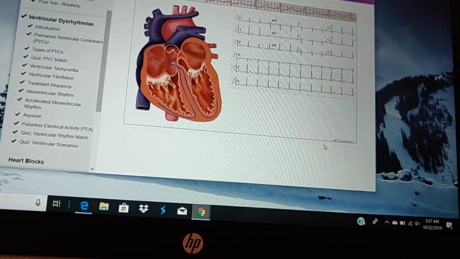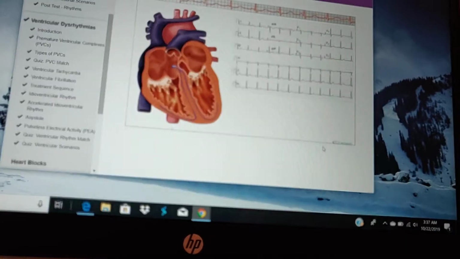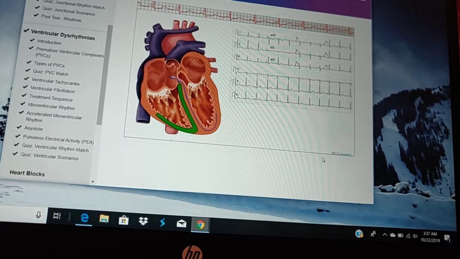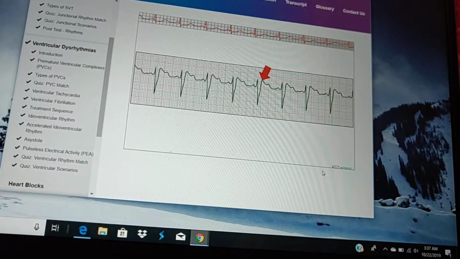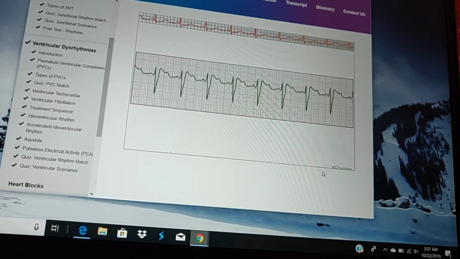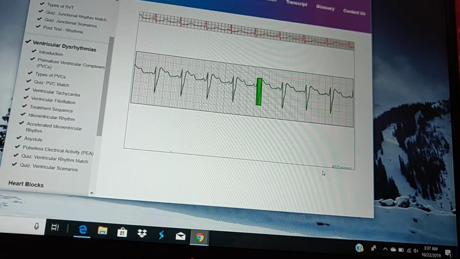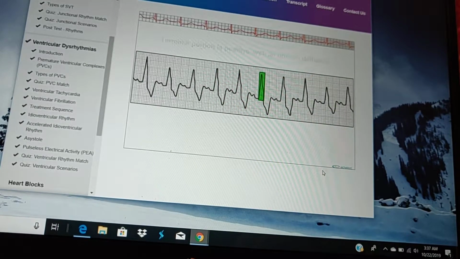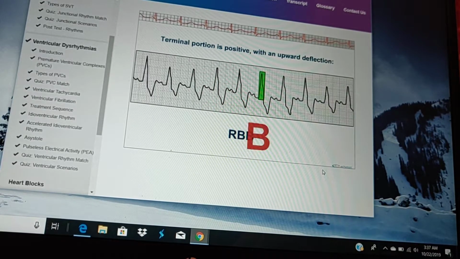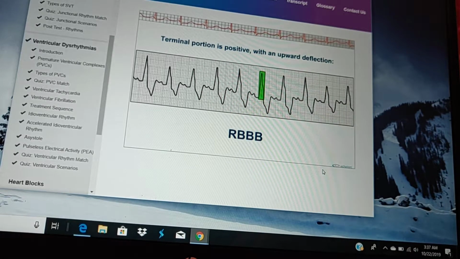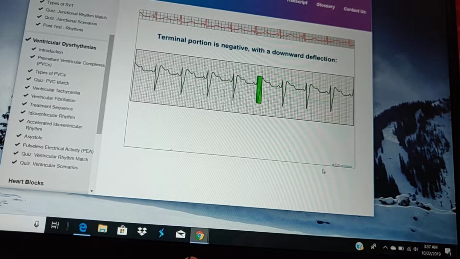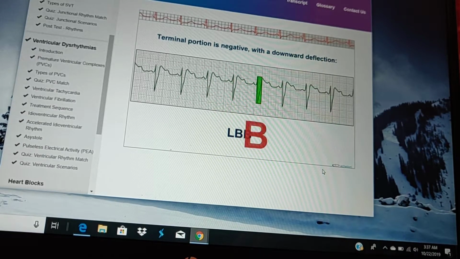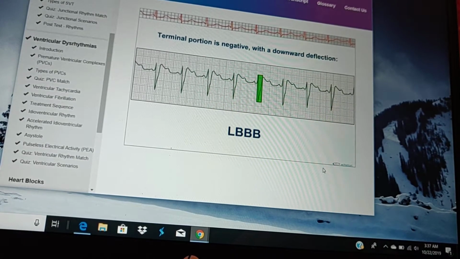A 12-lead ECG is used to determine whether the rhythm is a right bundle branch block or a left bundle branch block. Here's how. Move from the J point back to the QRS complex and examine the last 0.04 seconds. If the terminal portion is positive, with an upward deflection, it is probably a right bundle branch block. But if the terminal portion is negative, with a downward deflection, it is probably a left bundle branch block.